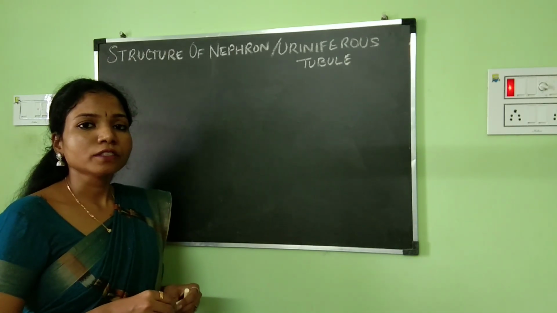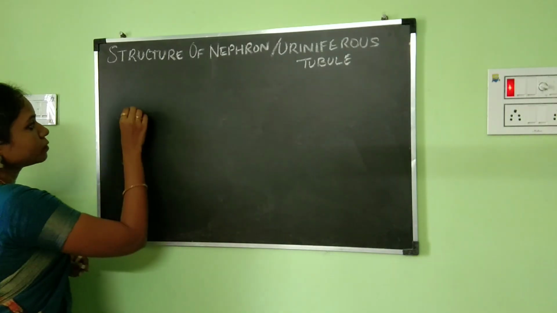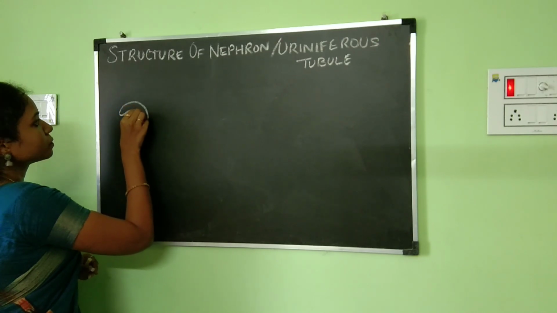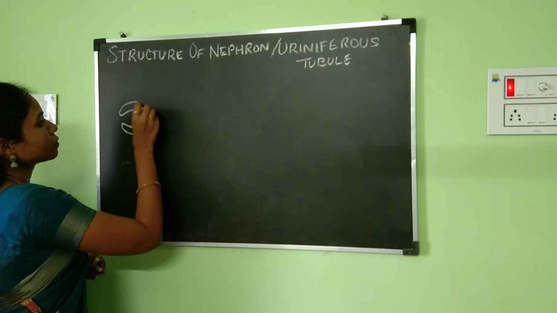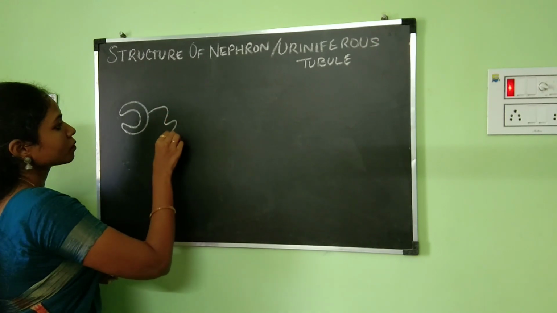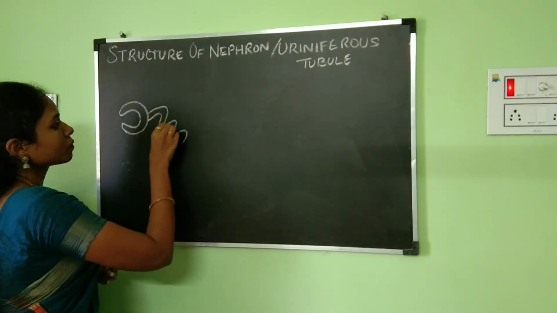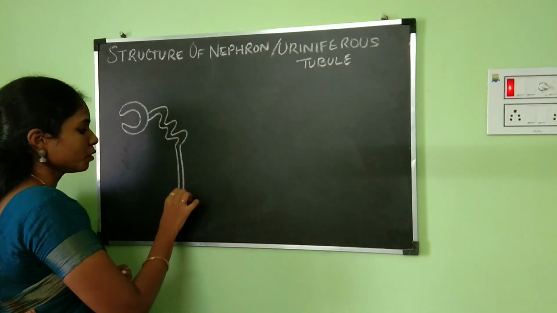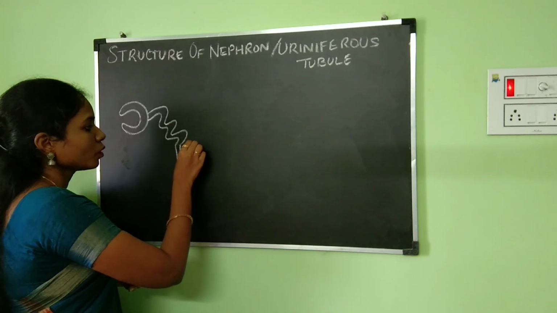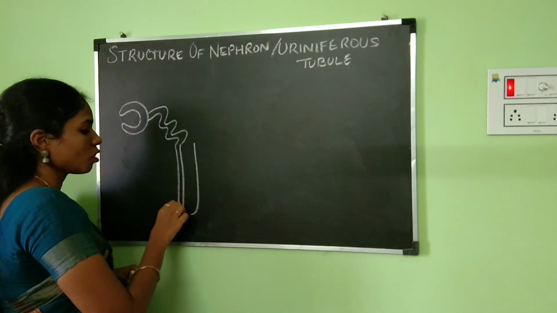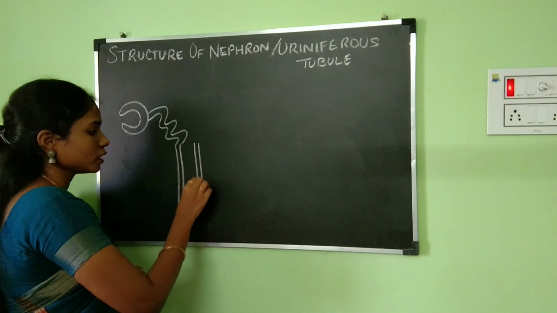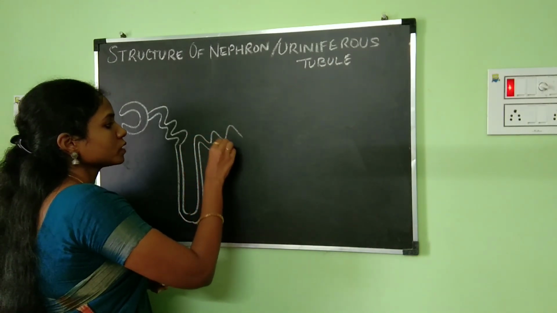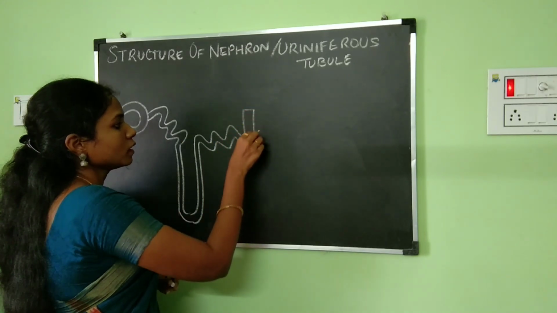Now let's take a look at the structure of the nephron. Now the nephron consists of two parts. One is called the renal corpuscle and the other part is called the renal tubule. So we'll see which is the renal corpuscle and which part is the renal tubule now.